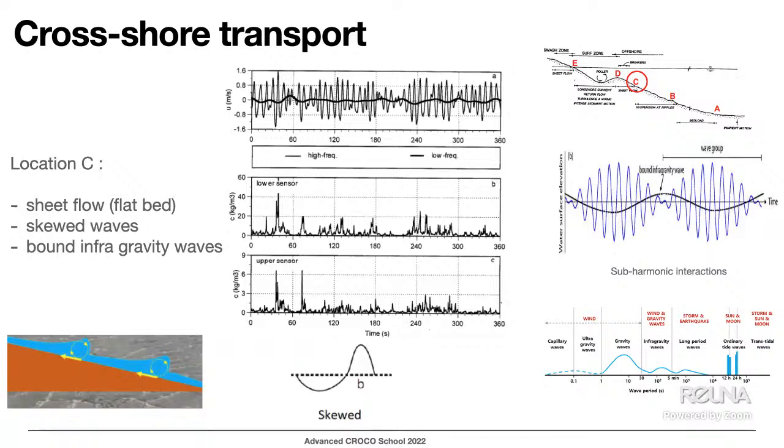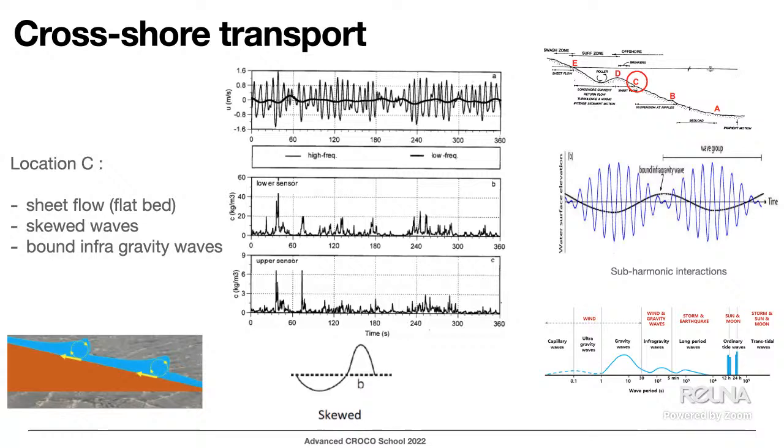The waves are still skewed, so they are not symmetric, and we also have bound infragravity waves. Infragravity waves are very low frequency waves, and bound infragravity waves are waves which are due to the propagation of the individual wave envelope. The usual period of gravity waves is around 10 seconds, and for infragravity waves it's more around a minute. Those infragravity waves have different properties, and they will play a role in the sediment transport. It's what you can see.